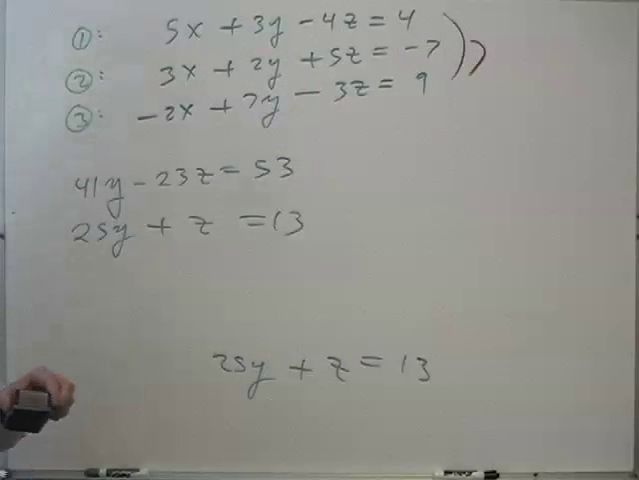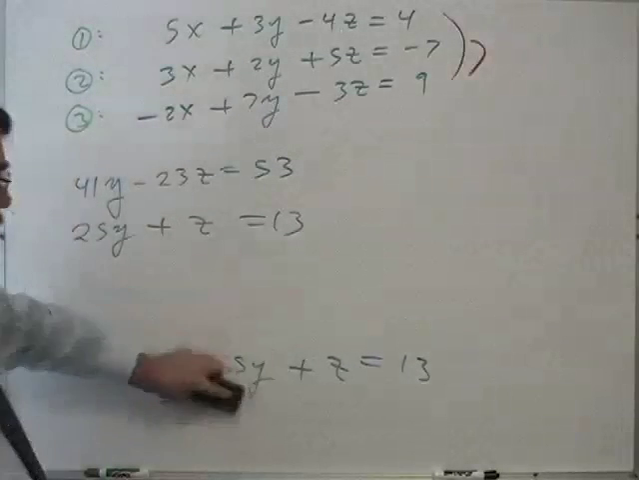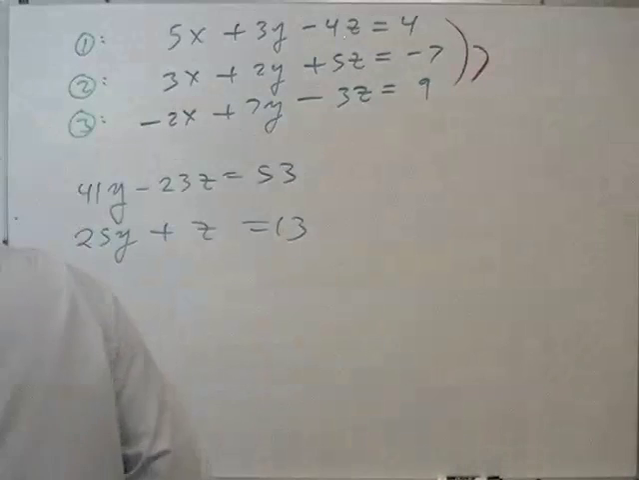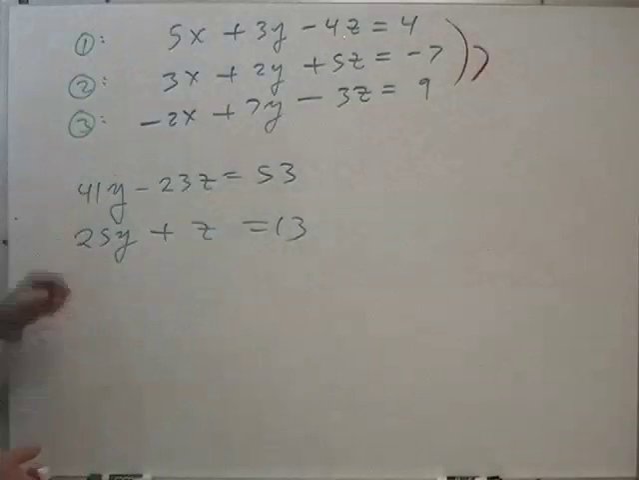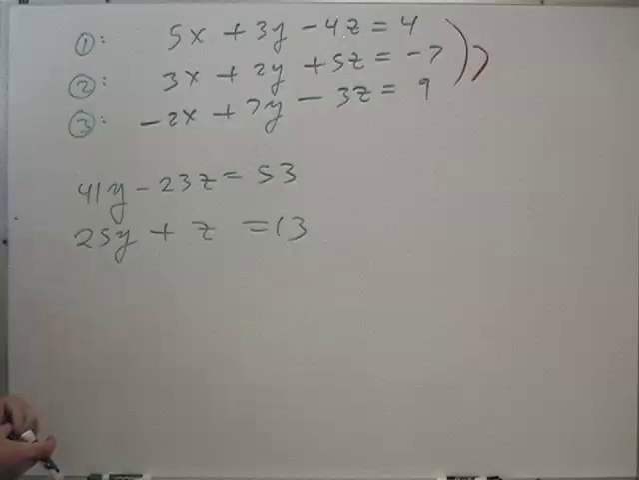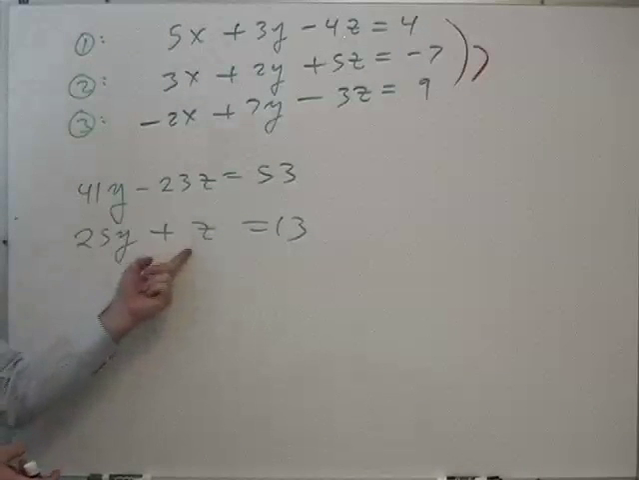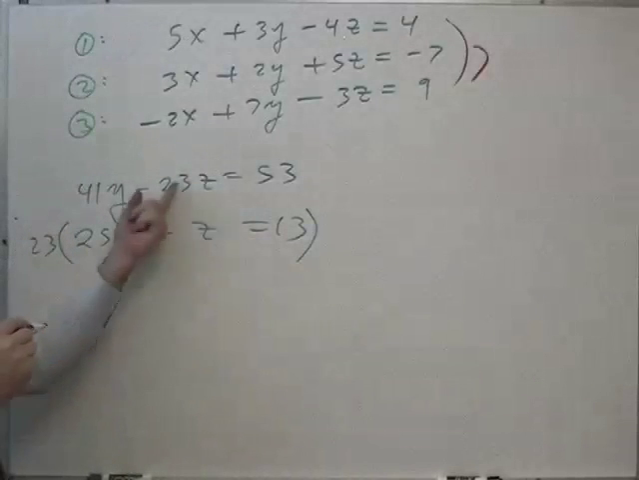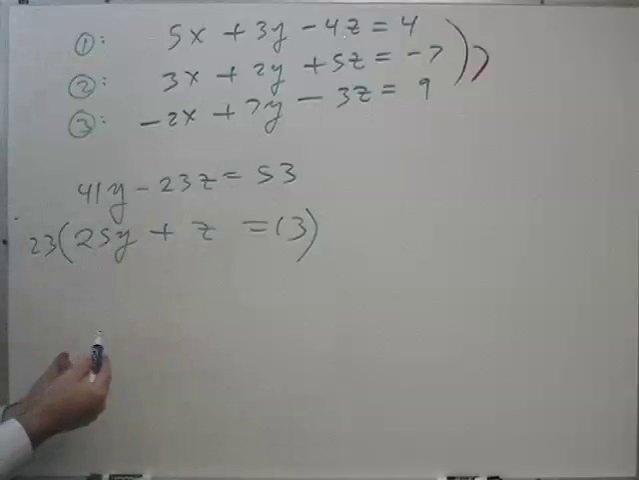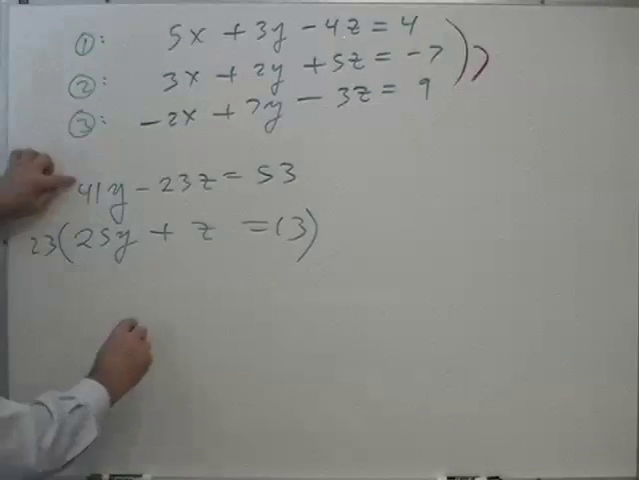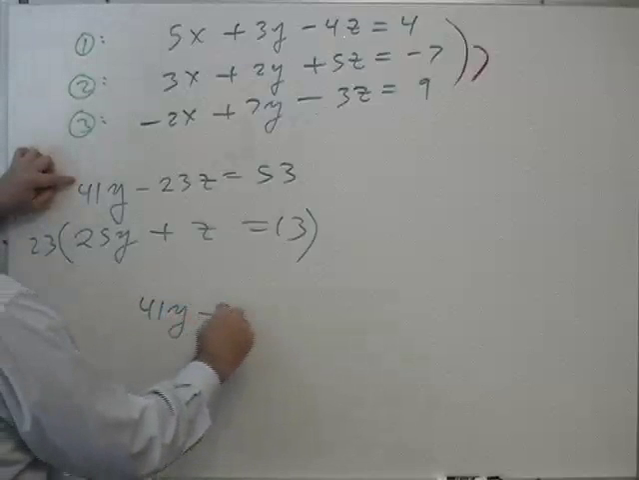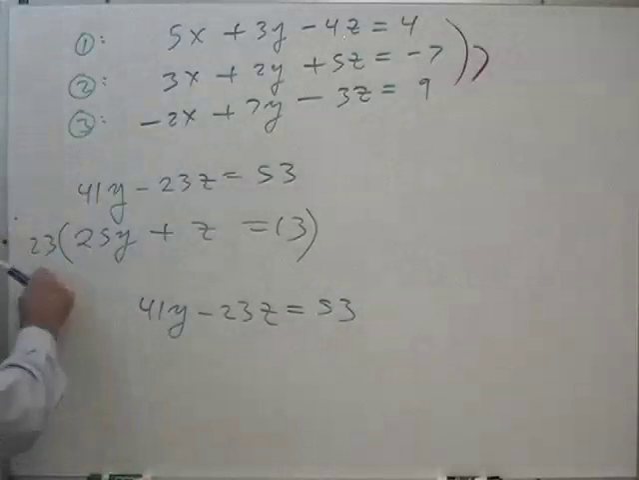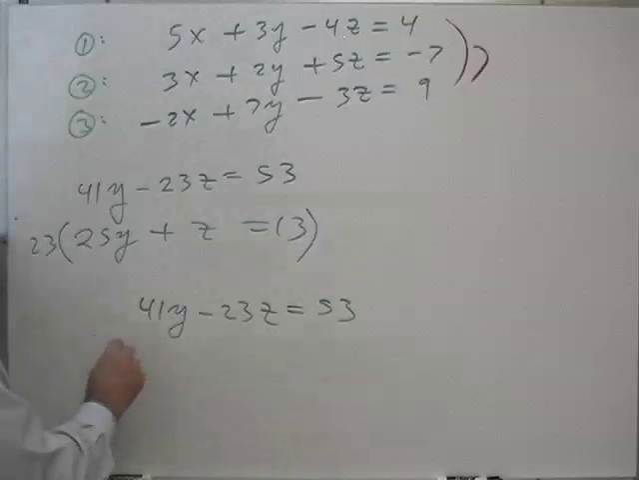Well, I think things are going to get a little ugly here. I'm going to have some big numbers, but I think probably you have a calculator. So do I. Rather than try to mess with least common multiples with 41 and 25, I'm looking at negative 23 and positive 1. If I multiply this equation by 23, then I'll be able to cancel the z. So I'm going to now cancel z. I'm going to recopy the first equation, 41y minus 23z equals 53. And then multiply here. 23 times 25 would be 575.